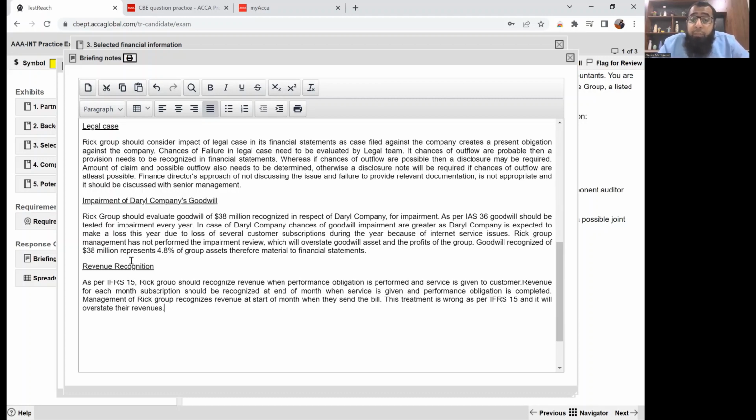There will be cut-off issues also. So as per IFRS 15, RIG Group should recognize revenue when the performance obligation is performed and service is given. Revenue for each month's subscription should be recognized at the end of the month when service is given and the performance obligation is complete. Now, this is a significant error which they are making. So this error should be discussed with the finance director, and this wrong accounting treatment should also be discussed with senior management if the finance director doesn't adjust it.